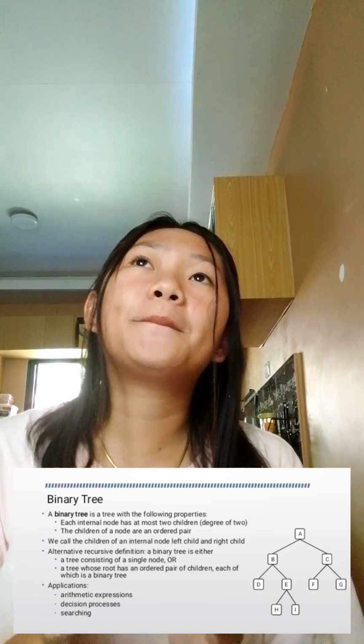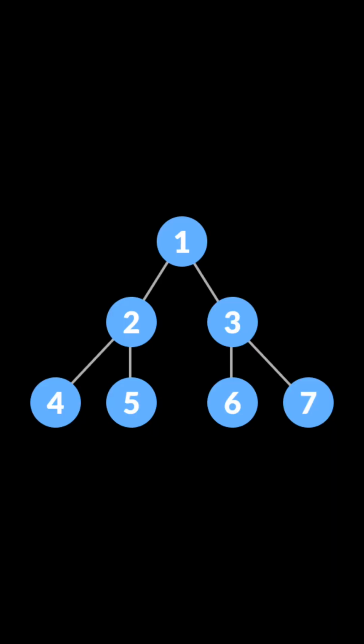Of course, a binary tree also has applications, such as arithmetic expressions, decision processes, and searching. To go deeper, let's proceed to a binary tree example. Binary tree traversal. A binary tree traversal is a specific order in which to trace the nodes of a tree. There are three common tree traversals. First, we have in-order. Next, we have pre-order. And lastly, we have post-order.